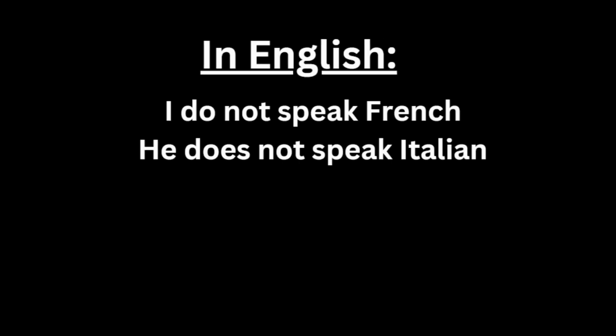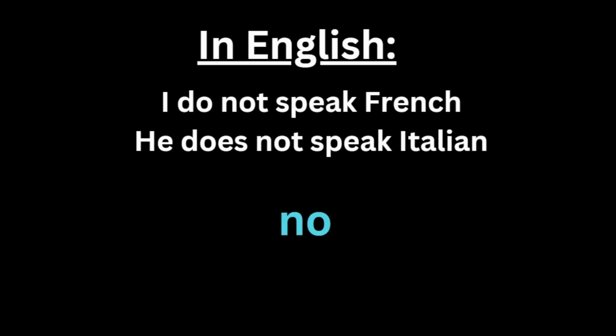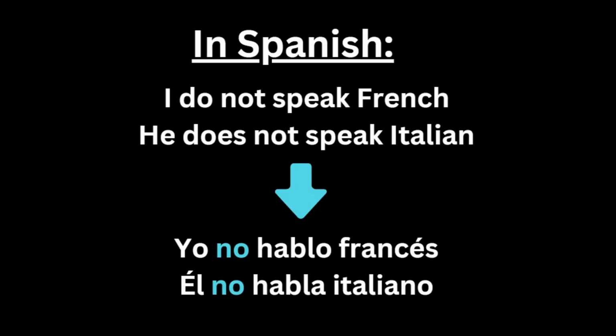At first, in English, we can have simple sentences with negatives like I do not speak French or he does not speak Italian. In Spanish, we have to use the word no by placing it before a verb, like yo no hablo francés y él no habla italiano.